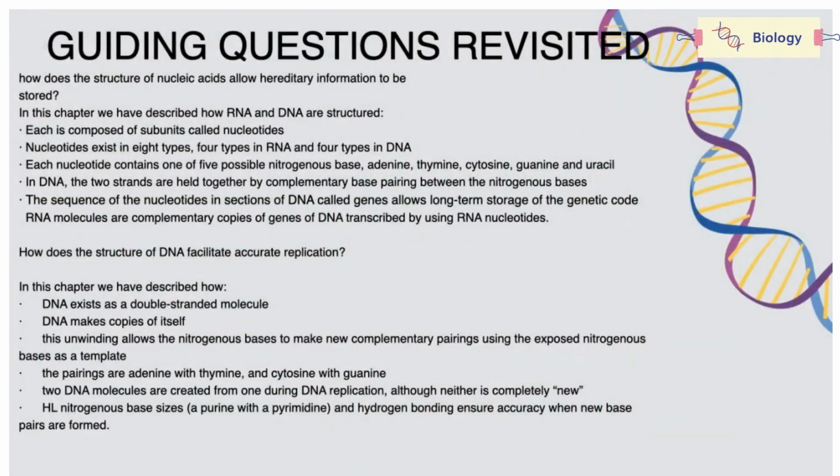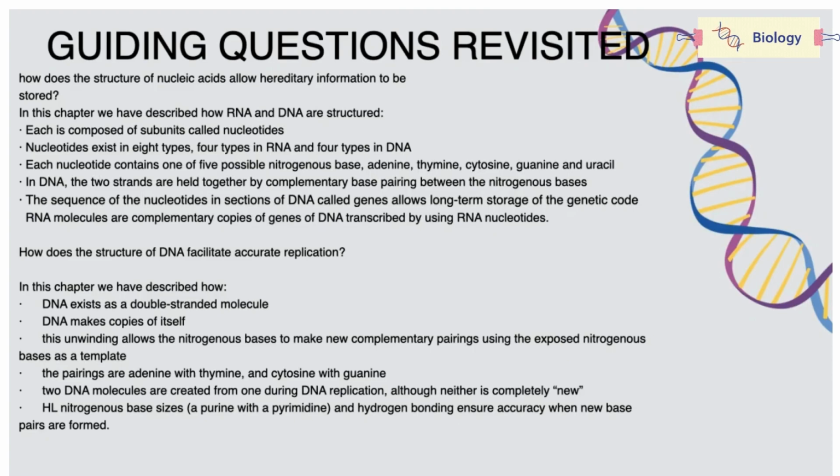So here at the end of the chapter, you see the guiding questions revisited. How does the structure of nucleic acids allow hereditary information to be stored? In this chapter, we've described how RNA and DNA are structured. Each is composed of subunits called nucleotides. Nucleotides exist in 8 types, 4 types in RNA and 4 types in DNA. Each nucleotide contains one of 5 possible nitrogen bases: adenine, thymine, cytosine, guanine, and uracil.